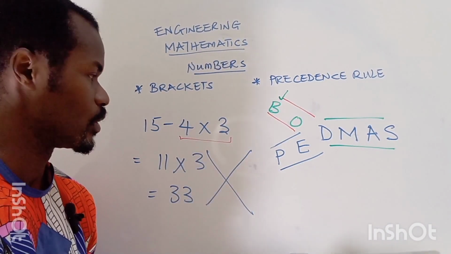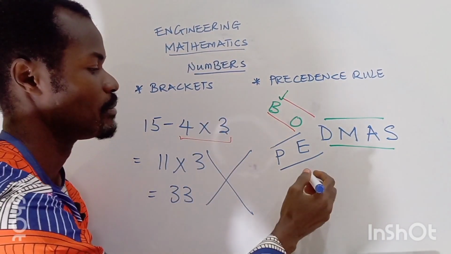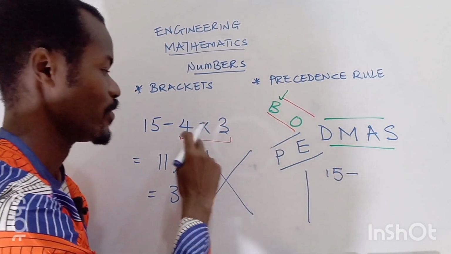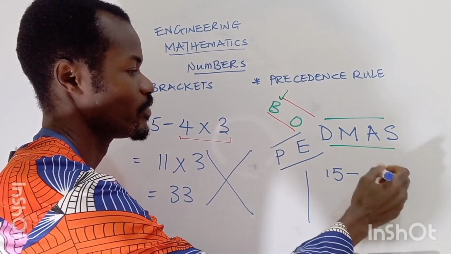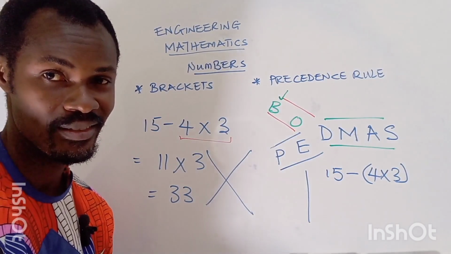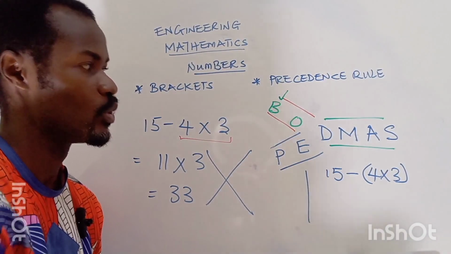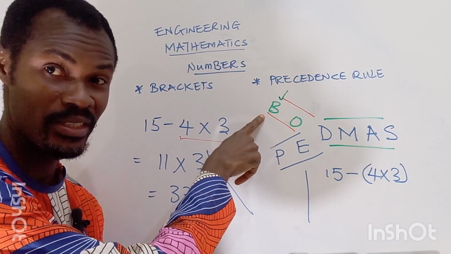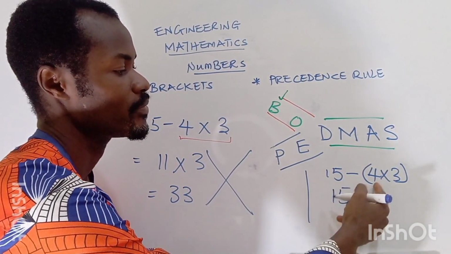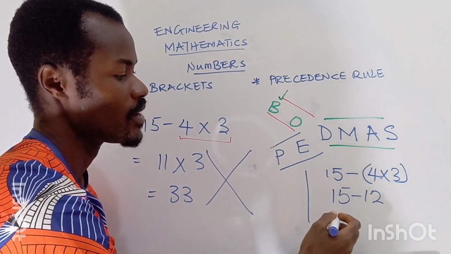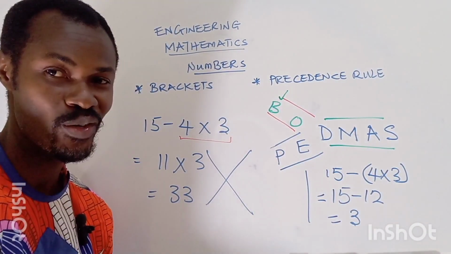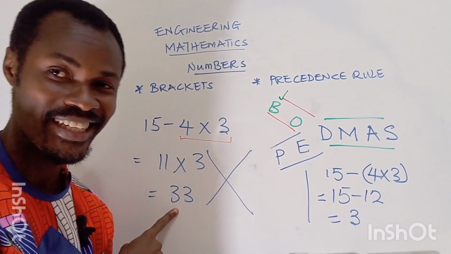So all we need to do to solve this problem is say 15 minus 4 times 3. So we have to solve 4 times 3. Now you can decide to cover it in brackets, telling yourself that you want to solve it first. So it means it's going to be 15 minus 4 times 3, which is 12. So our final answer to this problem is what? 3. Because 15 minus 12 is 3 and not 33.